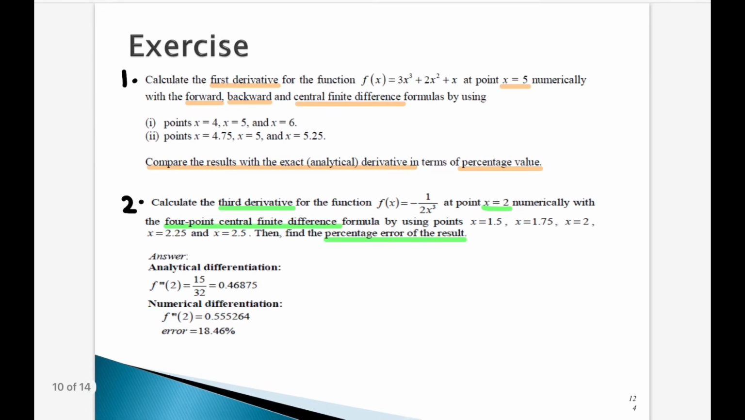Okay, now look at question number 2. Calculate the third derivative for the function f(x) equal to negative 1 over 2x cubed at point x equal to 2. So this is your xi. Numerically with the 4-point central finite difference formula. Okay, by using these values of x, okay, then find the percentage error of the result. So remember, before you find the percentage error, you need to find the analytical differentiation.